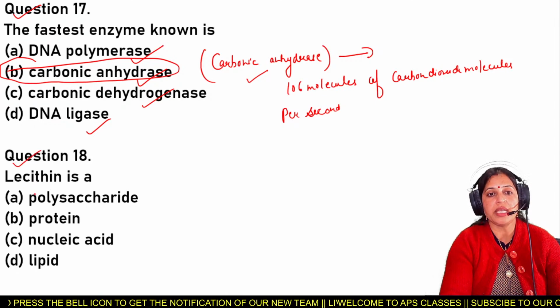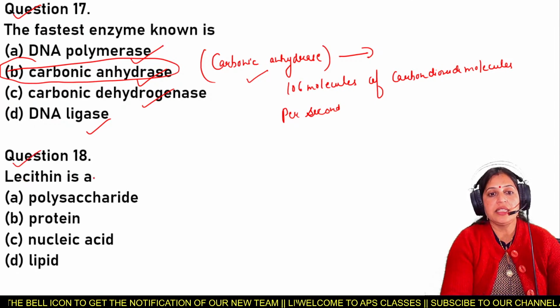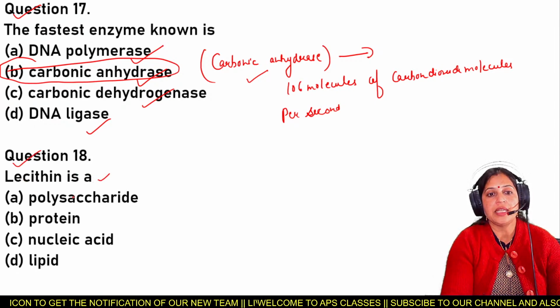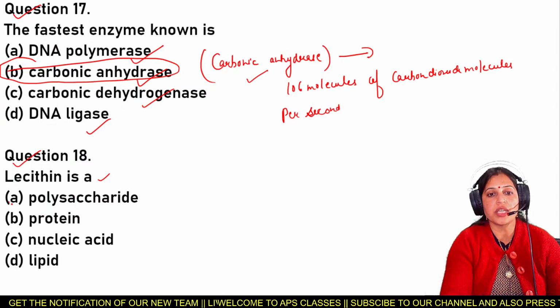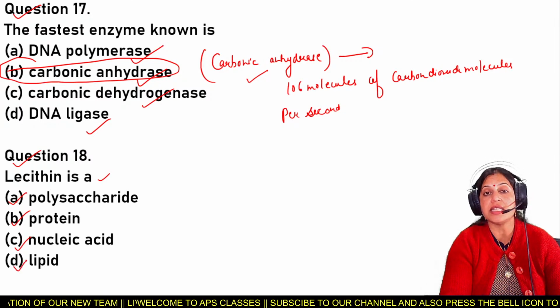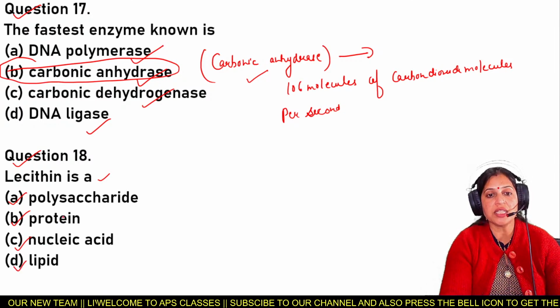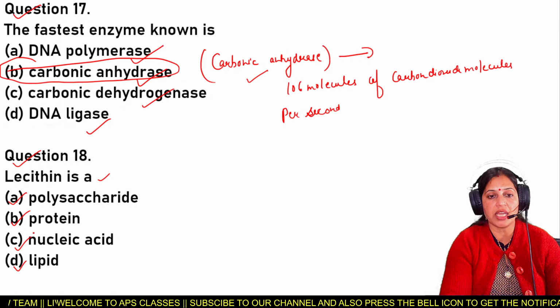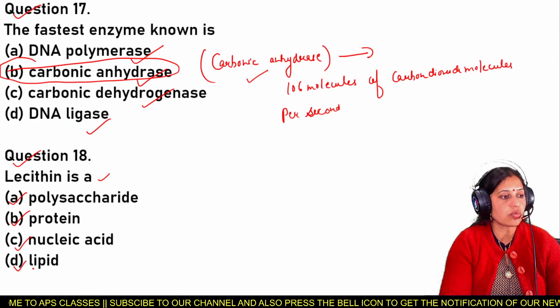Next is question number 18. Lecithin is a: option A, polysaccharide; B, protein; C, nucleic acid; and D, lipid. So beta, it is your question number 18.